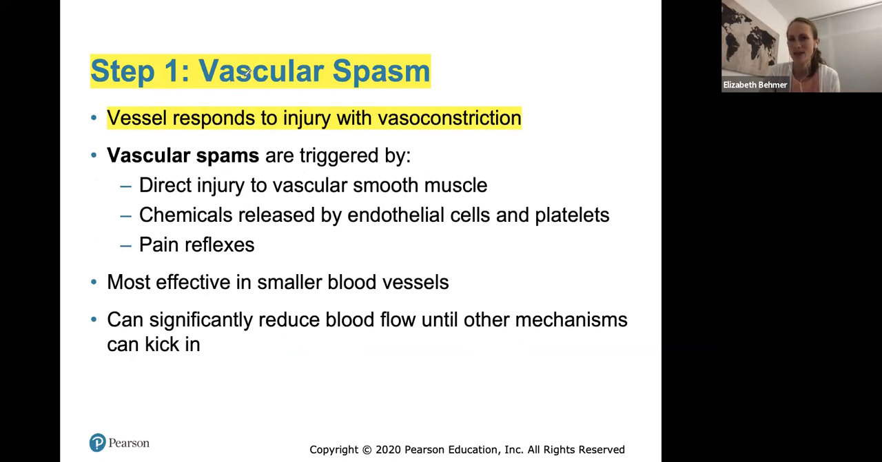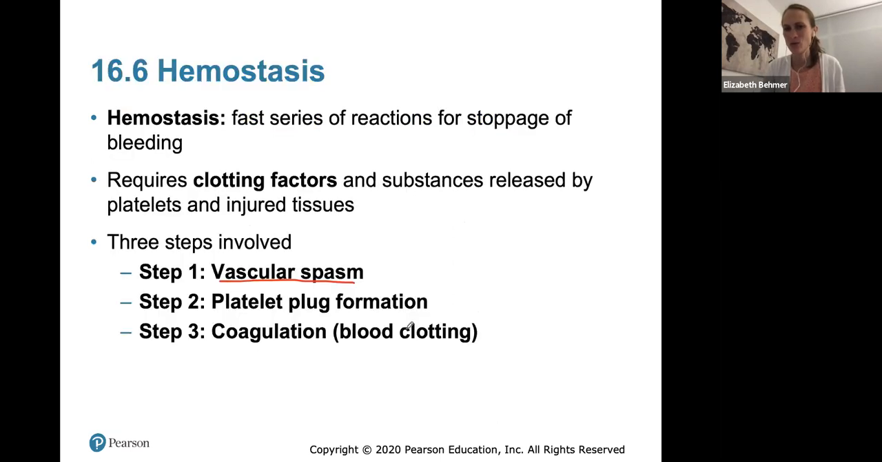So the vascular spasm is step one. This is where your vessel responds to injury with vasoconstriction. So there's direct injury, for example, to a vascular smooth muscle cell, chemicals are released, pain reflexes will occur. What happens is it will significantly reduce blood flow until other mechanisms kick in. So again, we're looking at how to stop bleeding. Hemostasis is reactions to stop bleeding.